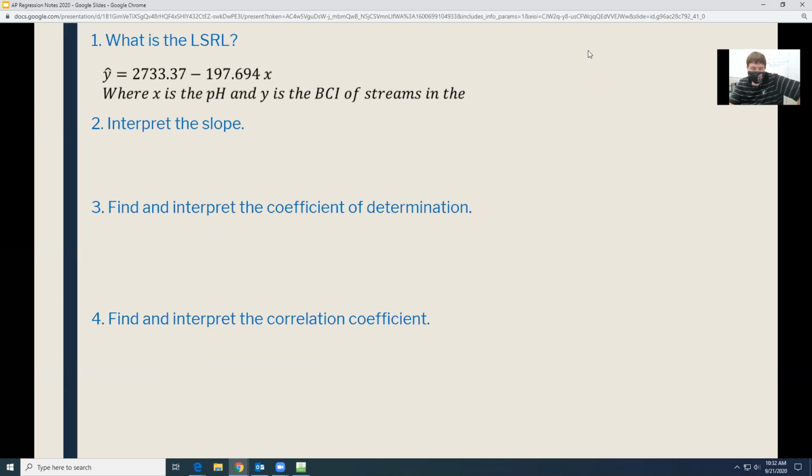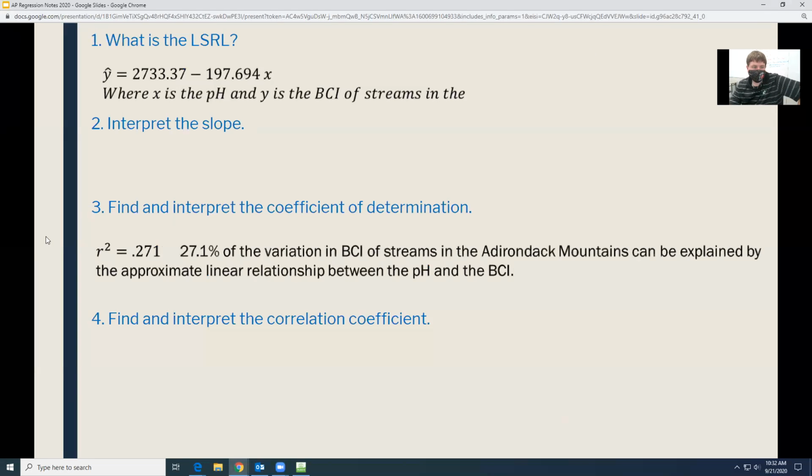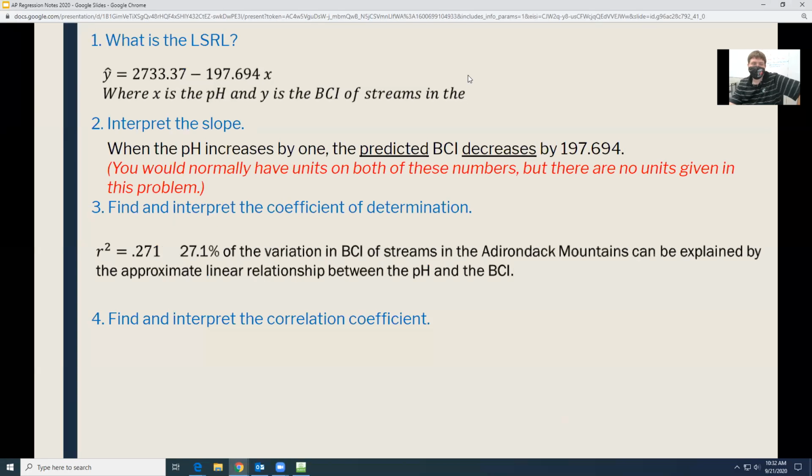So that's number 1. Number 2. Or sorry, I guess we skipped ahead to number 3. So find and interpret the coefficient. There you go. Put both of them there. So number 2, when the pH increases by 1, the predicted, right? So again, approximate predicted. Skylar was very helpful reminding us that earlier. BCI decreases by 197. You need to put the word predicted in there.